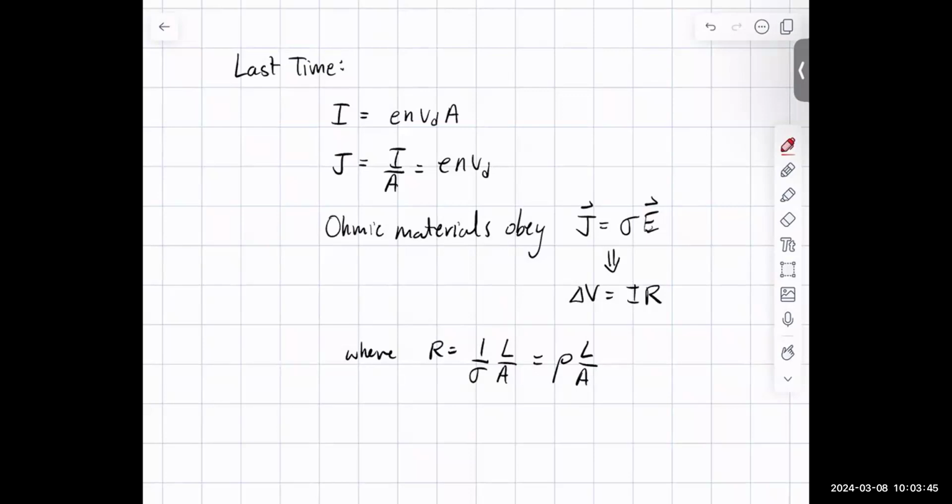So in fact, in lab 4, what you found is that the resistance of a wire was proportional to 1 over its diameter squared. And we can see that here, the area A is proportional to d squared. And so that's consistent with what you measured in the lab.